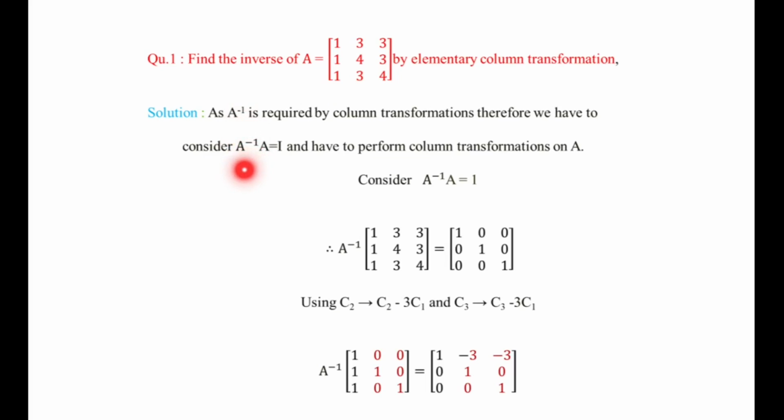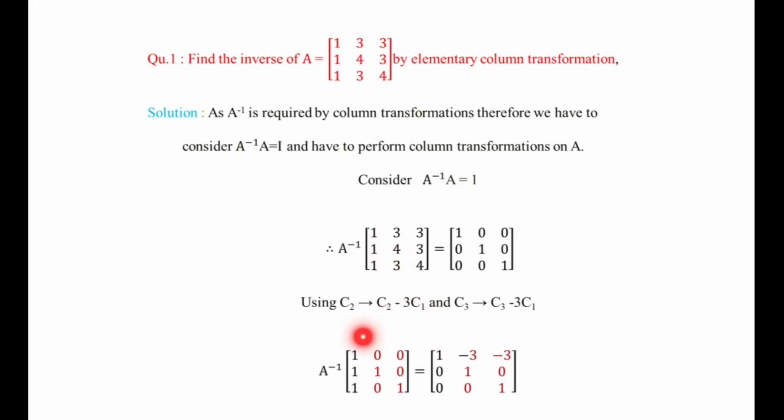So we have to write A inverse into A equals to I. Now substitute the value of A. Here the given matrix is of order 3 by 3, so we replace the identity matrix by a 3 by 3 order matrix. So first we require the elements in the first row as 1 0 0, so we use these elementary column transformations.